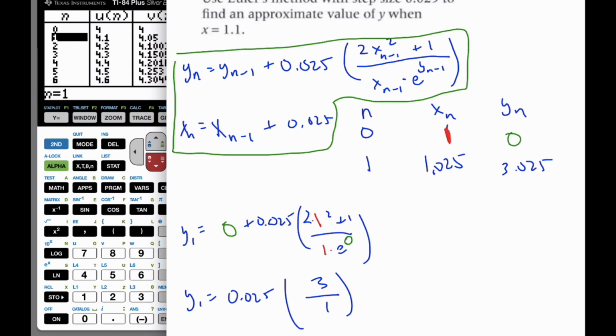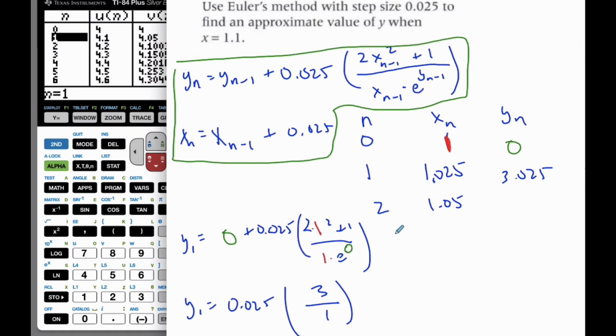And so I know when I do this table, the second one will be 1.05. The next one will be 1.075, and the fourth one will be 1.1, which is the one I'm looking for.